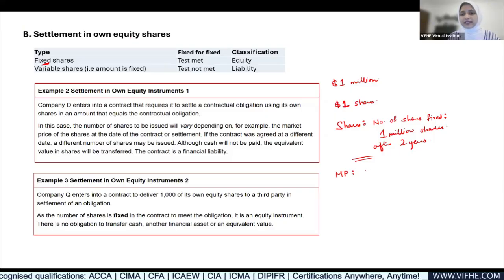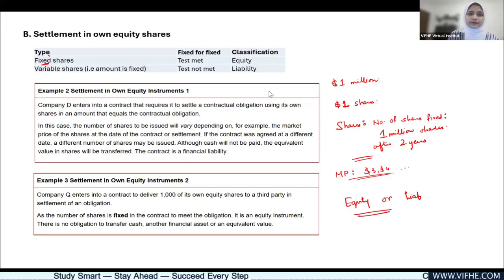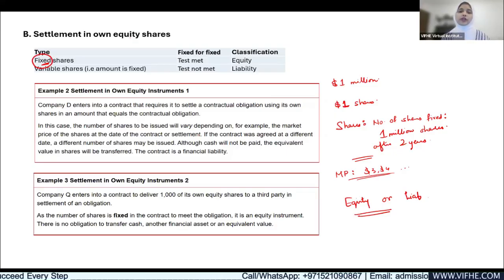The market price after 2 years could be $3, $4, $5. Because of this variability, what am I going to record this instrument as, an equity instrument or a liability instrument? If I fix the number of shares, the shares are fixed. It's an equity instrument. Understand? Yes, absolutely right. I hope you did not try to see the classification here and answer it logically, that yes, it's an equity instrument.